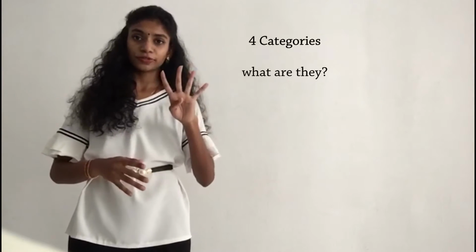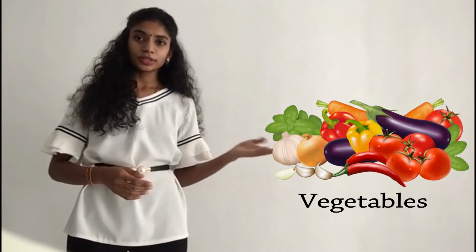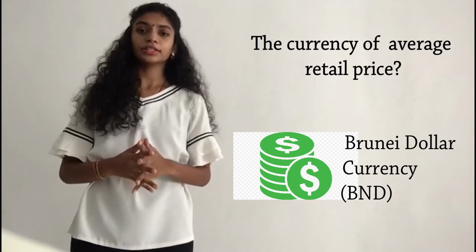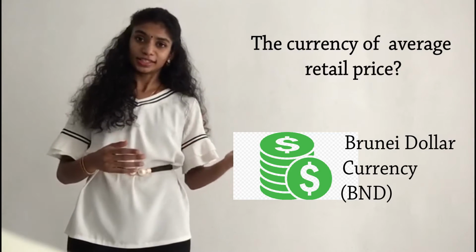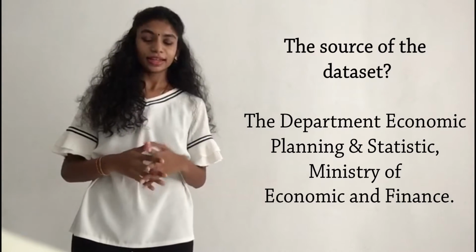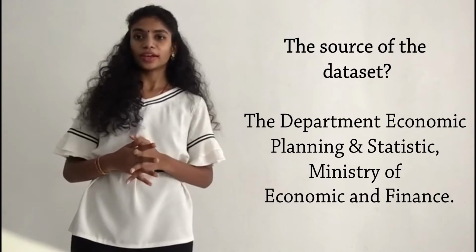To narrow down the study, we have categorized all these listed food items into 4 different categories, which are fruits, meats, vegetables, and ingredients. The price of these listed food items is in Brunei dollar currency, which is BND. The source of this dataset is from the Department of Economic Planning and Statistics, Ministry of Economy.